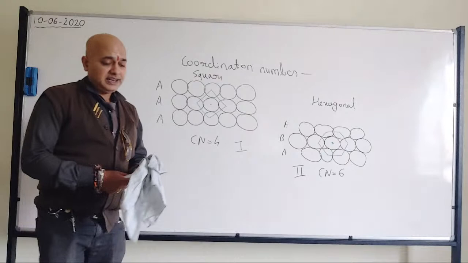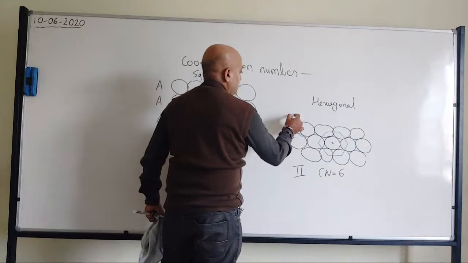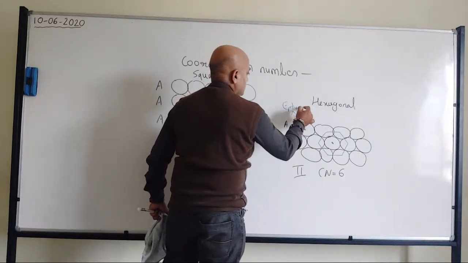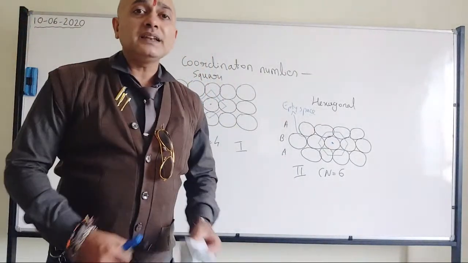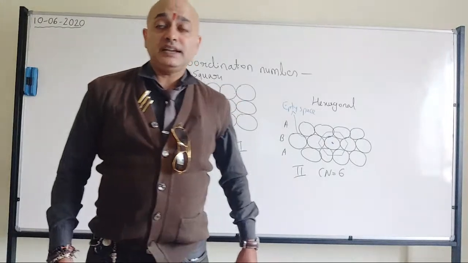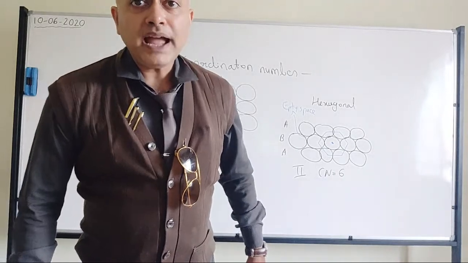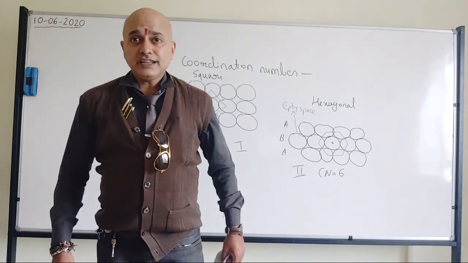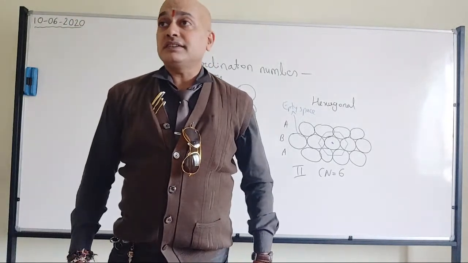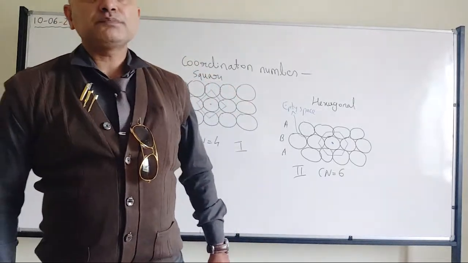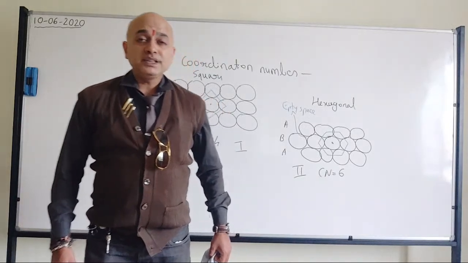Now before going to the next one, observe here carefully. There will be presence of empty space. Not a single packing can be 100%. There should be some space left over between the atoms. No packing can be 100%. What is the reason? Why will some space be left over between the atoms? What might be the reason?